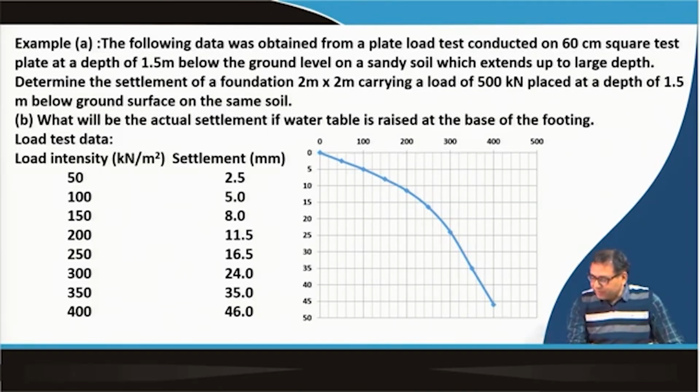we have the first example problem. The following data was obtained from a plate load test conducted on a 60 centimeter square plate at a depth of 1.5 meter below the ground level on a sandy soil which extends up to a large depth. That means that it is a homogeneous soil.